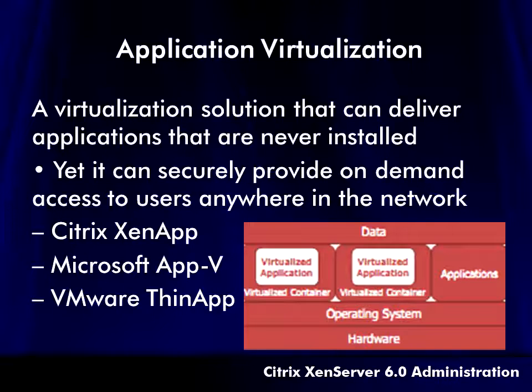Application virtualization is a solution that can deliver applications that are never installed on everybody's machine. It can securely provide on-demand access to users anywhere on the network. Citrix XenApp is an example of application virtualization. Microsoft has a product called App-V. VMware has a product called XenApp that all implement application virtualization.